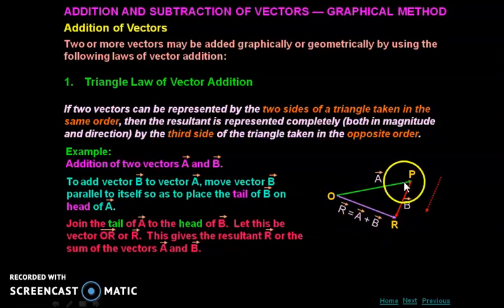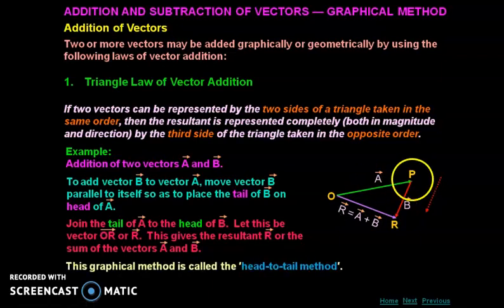In this diagram OPR, you can see that it looks like a triangle. So in this way, when we add two vectors using the triangle law of vector addition, the three sides are represented by vectors, in which two are the original vectors which we want to add, and the third side is represented by the resultant vector. So this is our triangle law of vector addition.